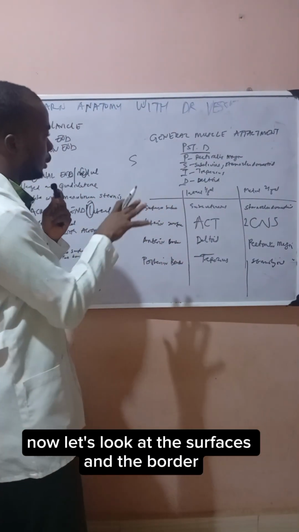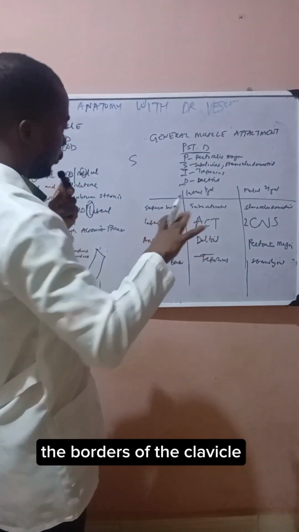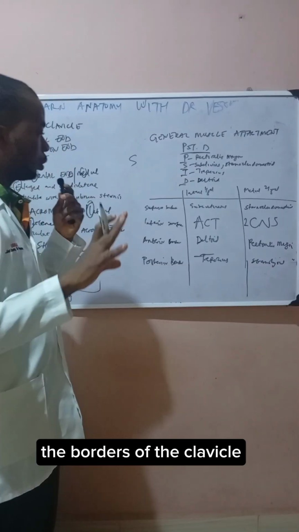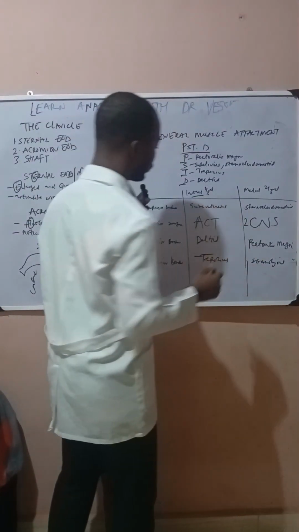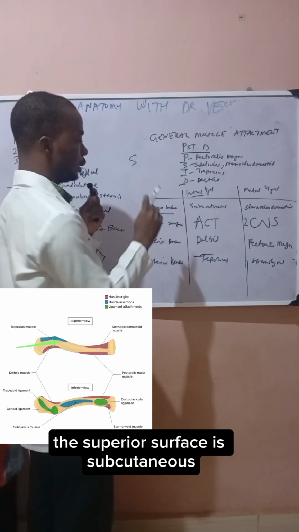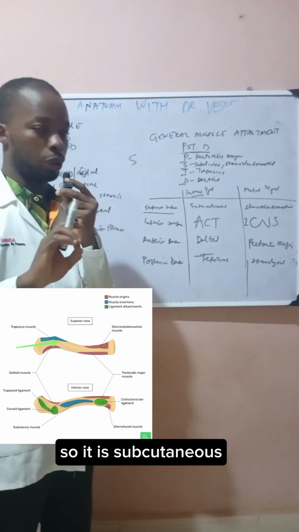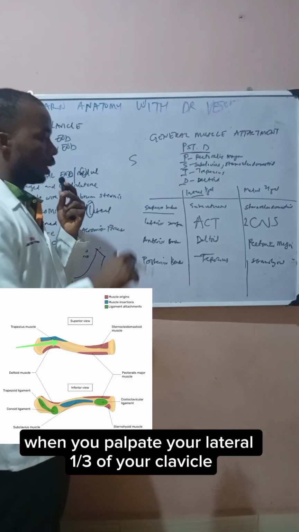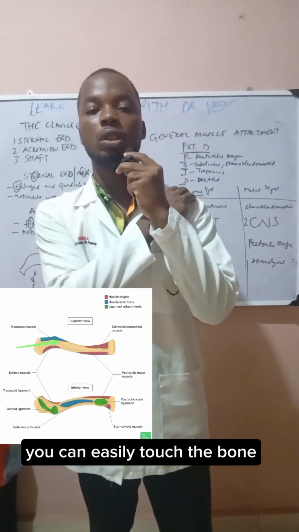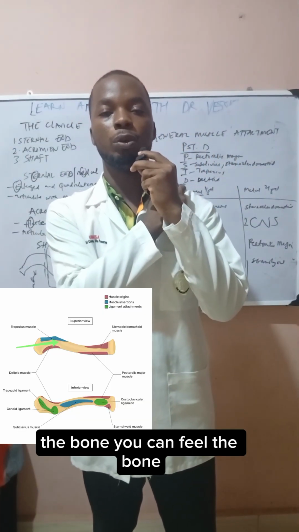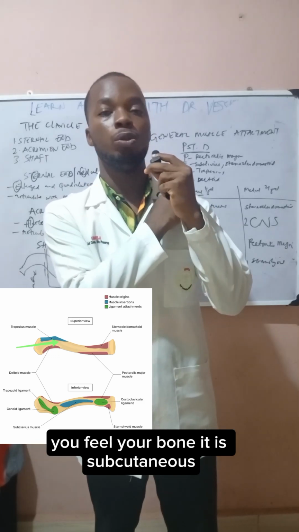Now let's look at the surfaces and the borders of the clavicle in full scope. For the lateral 1/3, the superior surface is subcutaneous. It does not have any muscle attachment. When you palpate the lateral 1/3 of your clavicle, you can easily feel the bone.